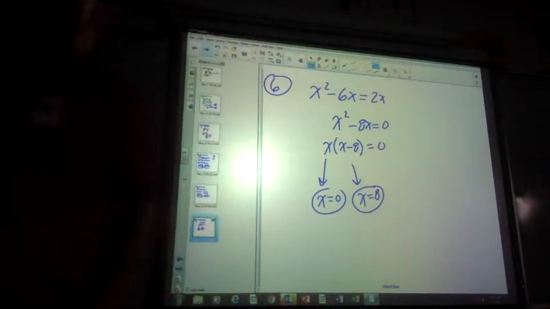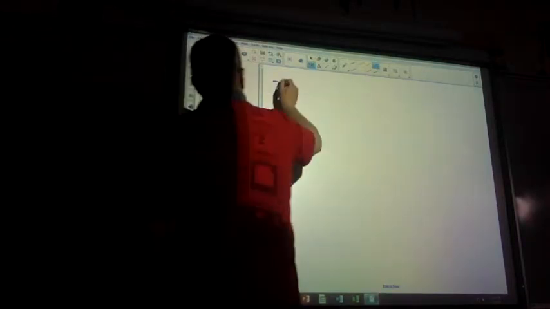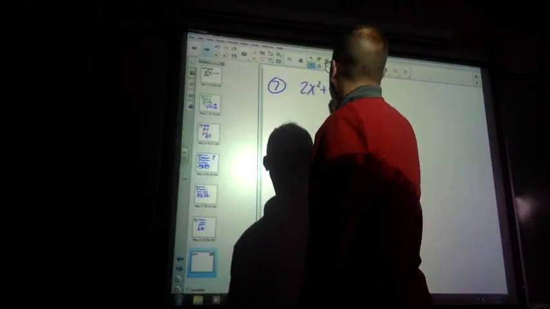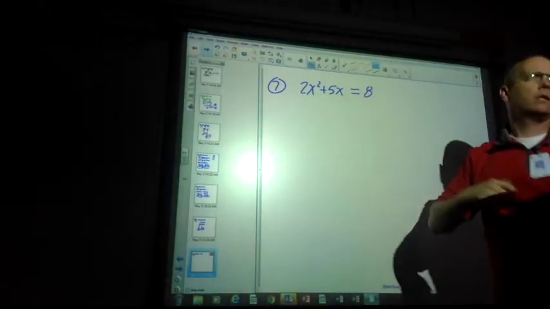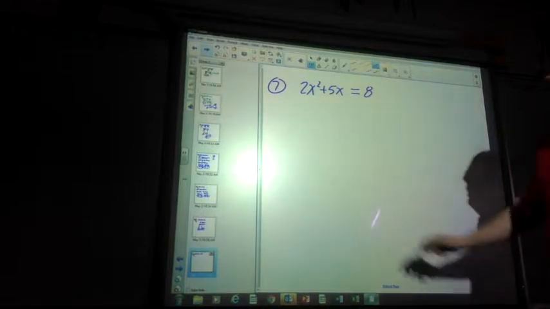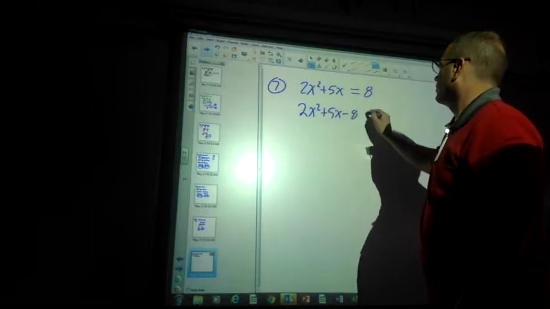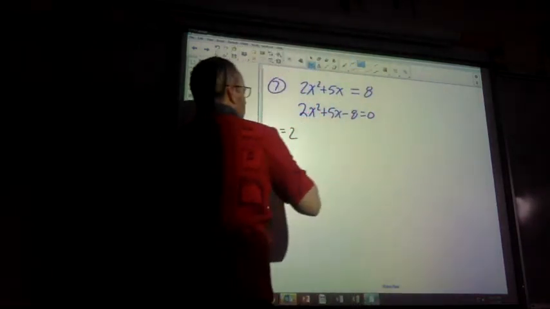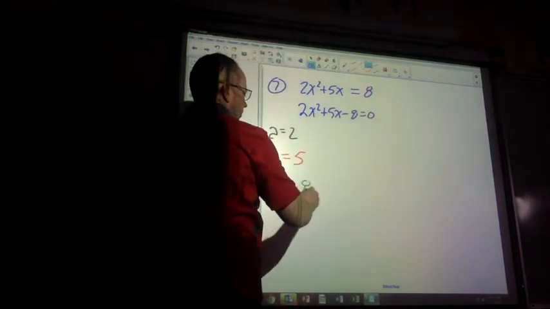May I go to number 7? And these are finally asking for the quadratic. Ready? 7? 2x squared plus 5x equals 8. Is this ready for the quadratic formula? No, it's not equal to 0, so how do I make it equal to 0? Subtract 8 from both sides. Good. All right, so I know that my A value is 2. I know my B value is 5. And I know my C value is -8.